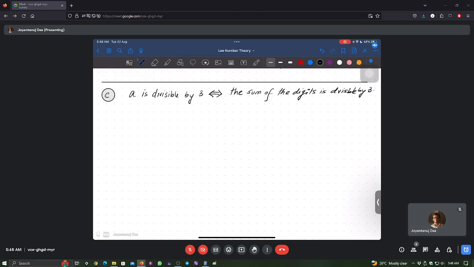Let me show you an example. Suppose our number is 123. Then the sum of the digits is 1 plus 2 plus 3, which is 6. Since 6 is divisible by 3, 123 is also divisible by 3. So how to prove that?